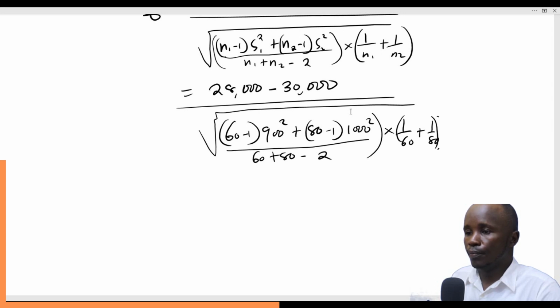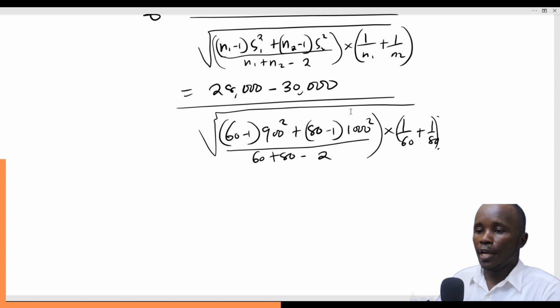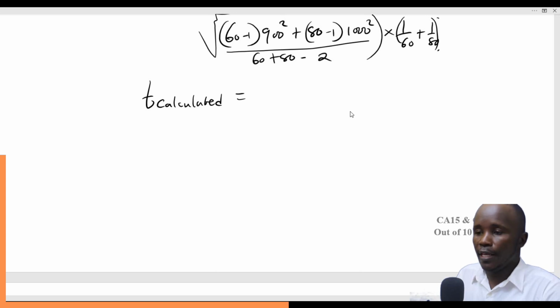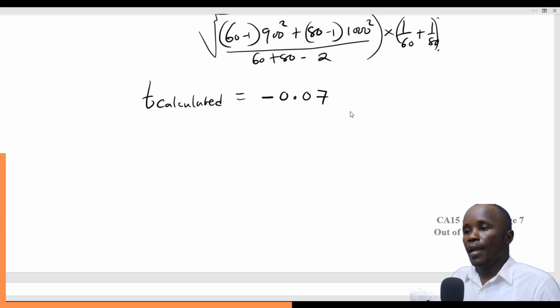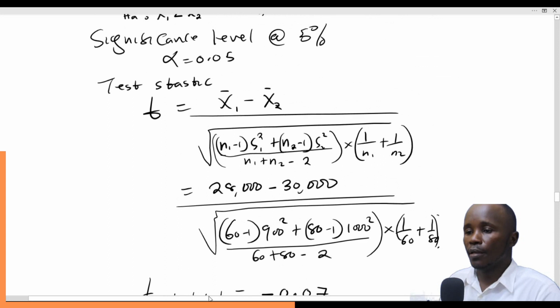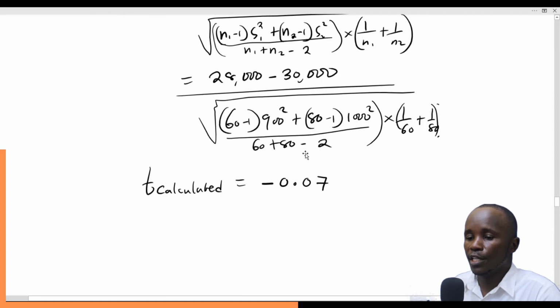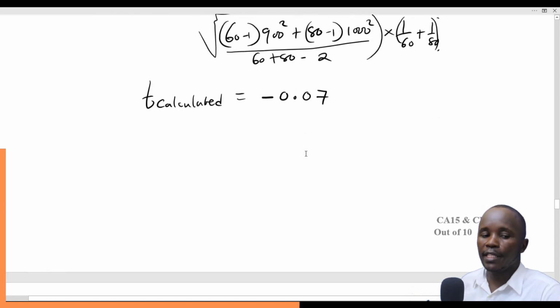When you have this, you have what we call T calculated. You're going to find that it is negative 0.07. What you need here is to understand this formula. Once you understand it, you substitute to get your T calculated. We are going to compare this T calculated with the T critical.